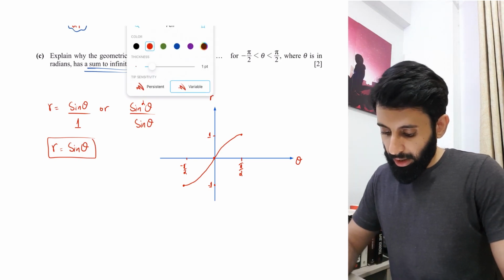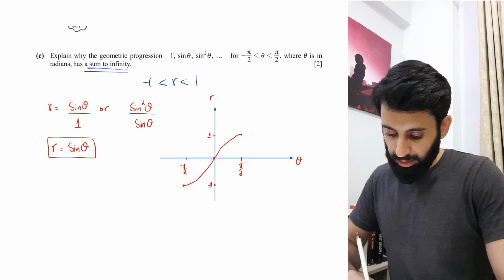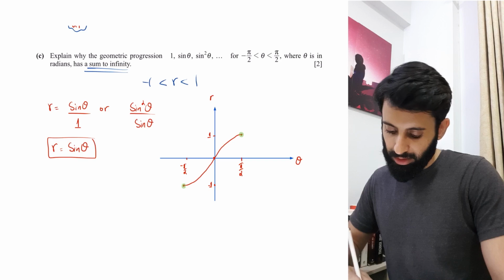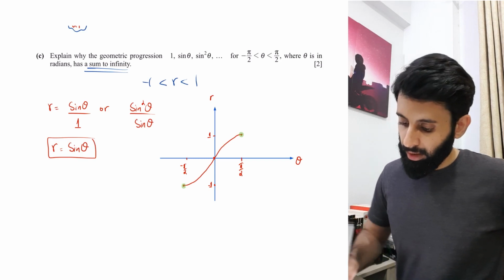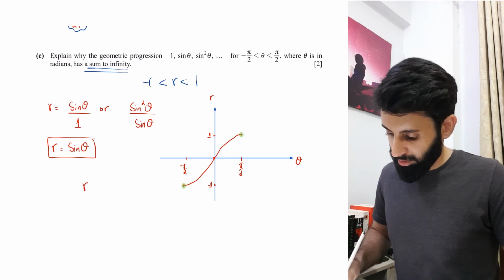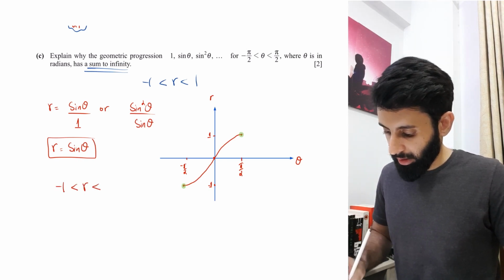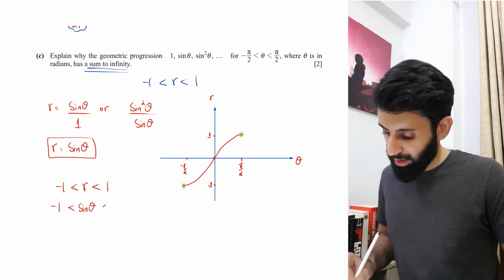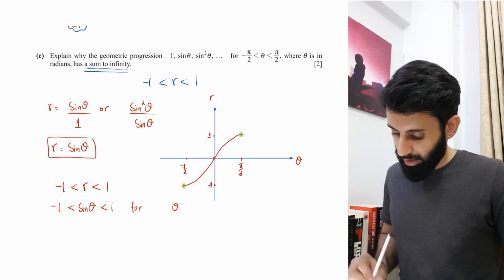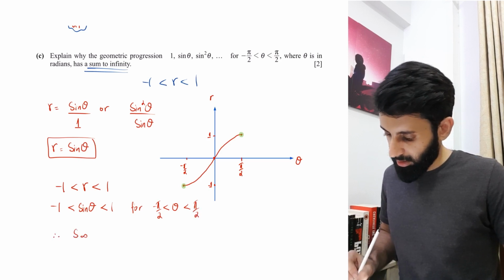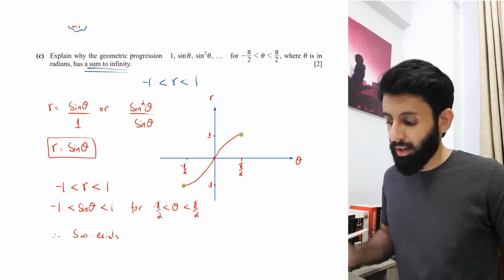Now, you can see the question says that theta is not equal to pi by 2. It's less than pi by 2, and it's greater than minus pi by 2. They're not equal. So since theta is not equal to minus pi by 2 or pi by 2, our common ratio will always be between minus 1 and 1. And our common ratio over here is sine theta. So you'll write: sine theta is always between minus 1 and 1 for theta greater than minus pi by 2 and less than pi by 2. Therefore, sum to infinity exists. And there you go.